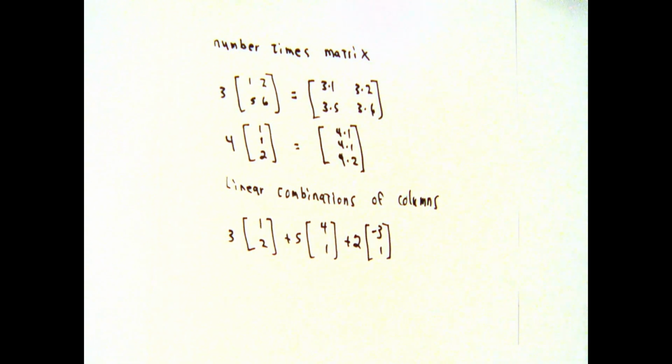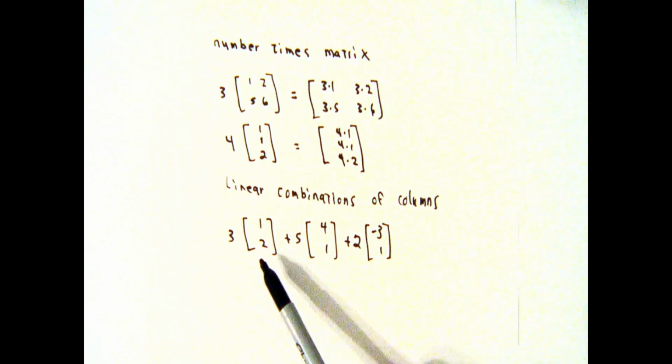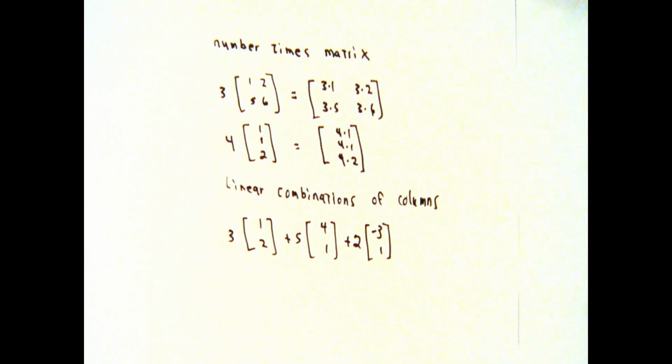If I have some vectors like 1, 2, and 4, 1, and -3, 1, column vectors that is, I could multiply any one of them by a number and get a column back, and I know how to add columns up. If I have a set of vectors and I take a number times one of them plus a number times another and so on, we call such things linear combinations of the columns that we're talking about. Or we'll have more general situations later.